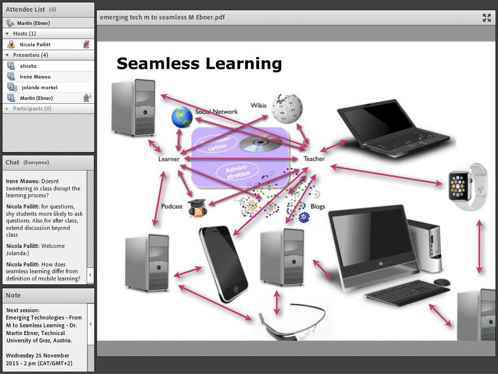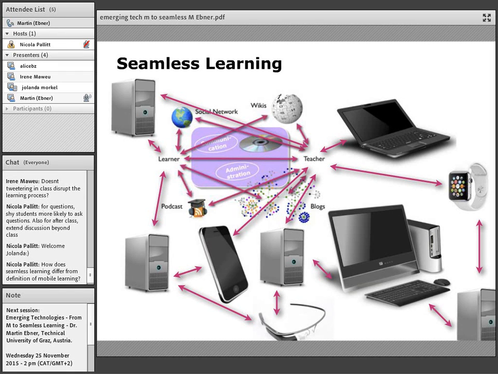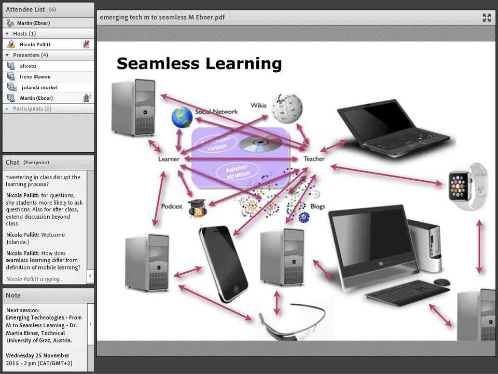What is happening is that we do not only have these mobile devices, we have many more different systems that are currently connected to the internet. If you're thinking of the Internet of Things, that means that any kind of device is connected to the internet, and of course these sensors can also be used for learning and education. And this is for me seamless learning.